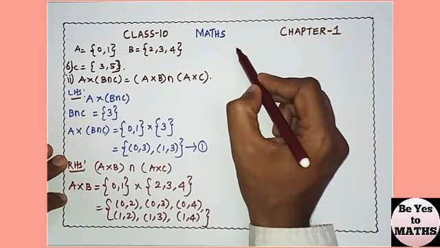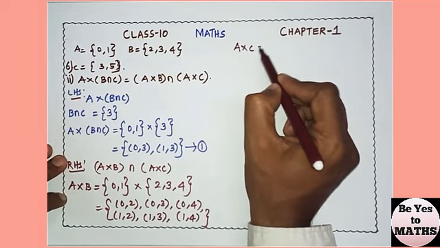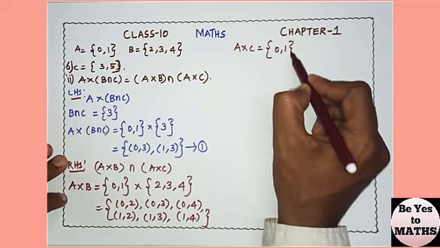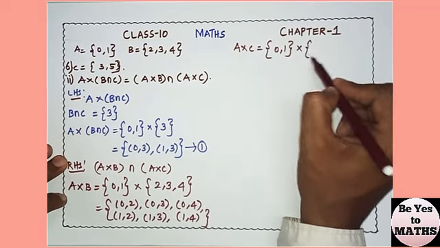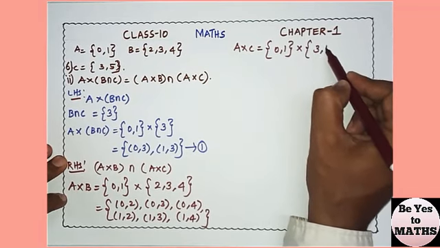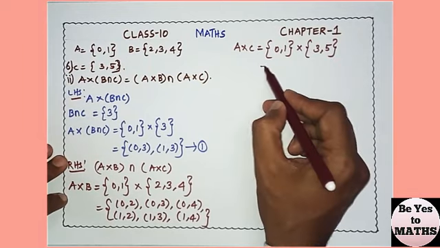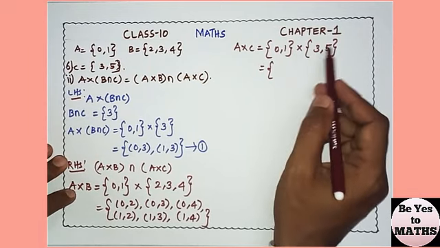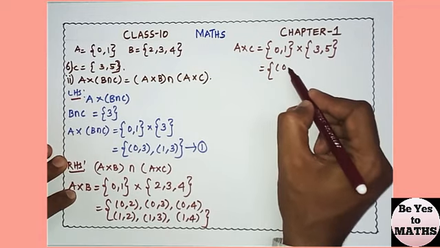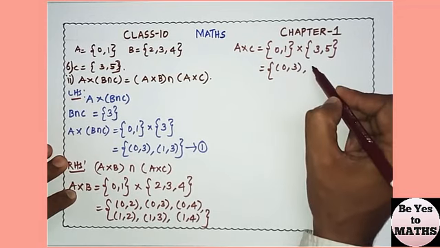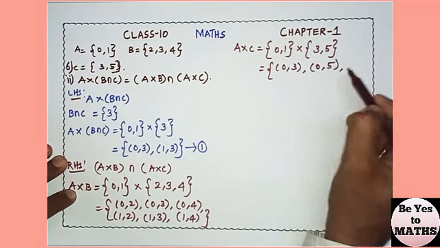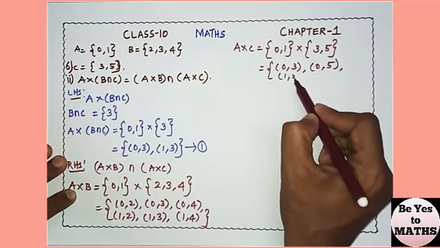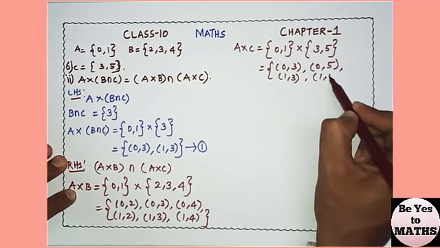Now A cross C. A set is {0,1}. C set is {3,5}. So take element 0 from the first set and pair with all the elements in the other set. So (0,3), (0,5). Similarly using 1, (1,3), (1,5).